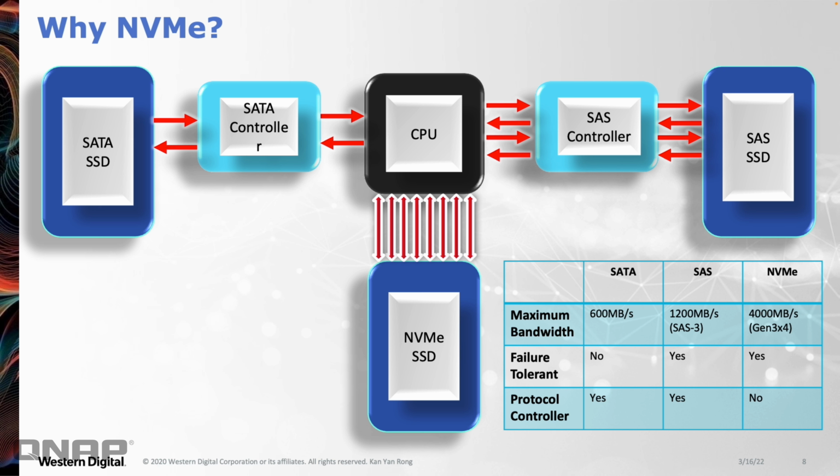So SATA will cap out at 600 megabytes a second. SAS will do 1200 megabytes a second. And on this particular unit, the NVMe will cap out at 4000 megabytes a second, but that's actually going to be 8000 megabytes a second on the H1290FX that we talked about first. Okay, so we'll move on to the next one.